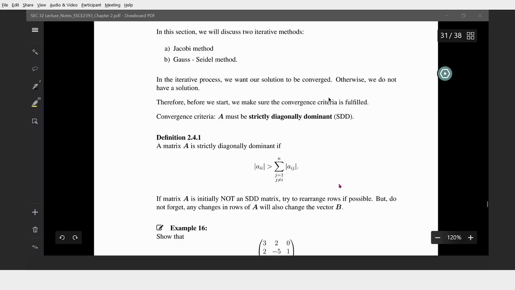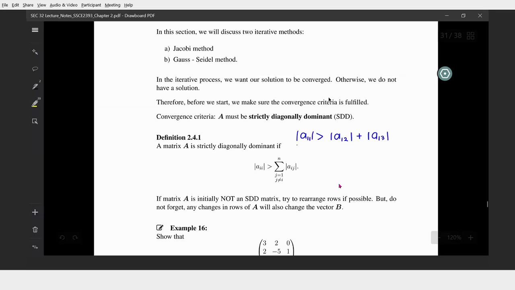For row number 1, the main diagonal is a11. In terms of absolute value, it must be greater than the summation of a12 plus a13, if we have a 3 by 3 system. If you have 4 by 4, then you have one more, plus a14. That's on row number 1.